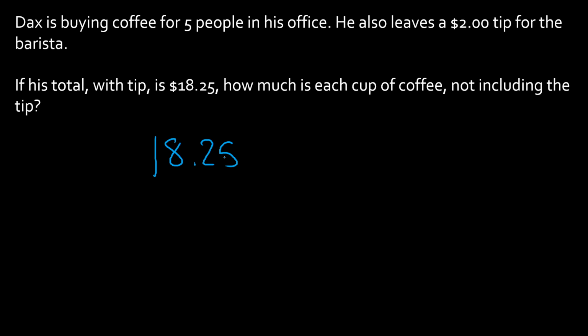Okay, so if I wanted to figure out how much I'm paying just for the coffee, I need to figure out how much I'm paying without my tip. Okay, and he tips $2. So first thing we want to do is subtract that tip from how much he pays so we can figure out how much he's paying just for the coffee. So when I do 18.25 minus the $2 tip, I get $16.25.